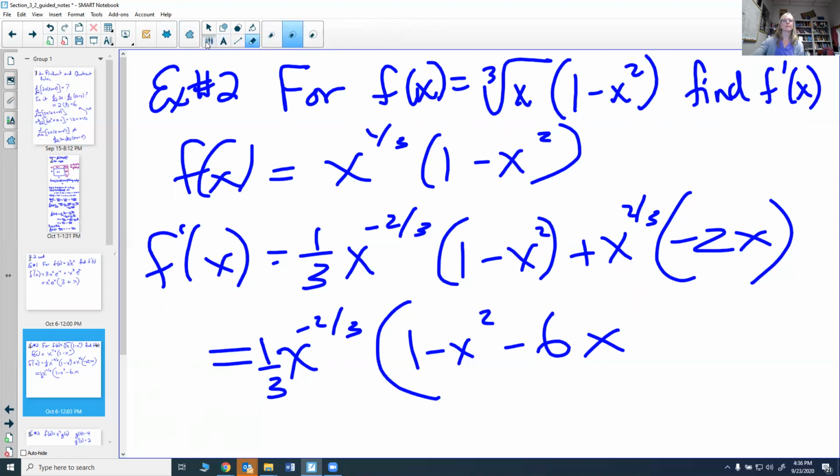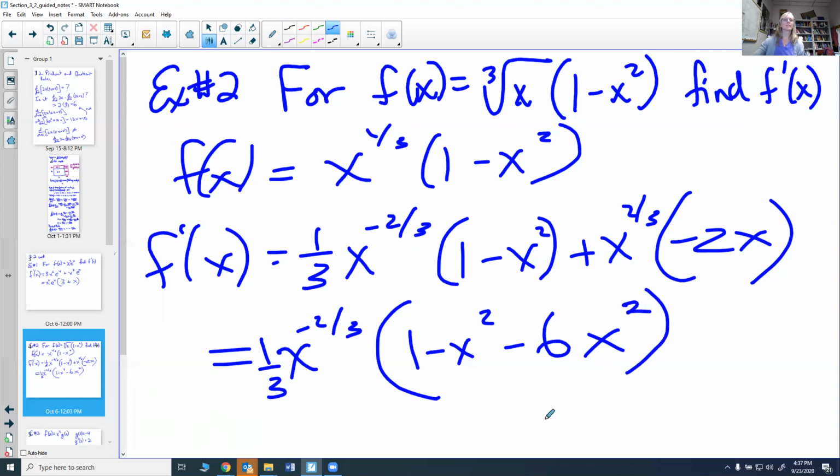It's going to be, so when I pull out the 2/3, I have 2/3 and then a 1. So I really have 4/3 here. And 4/3 minus a -2/3 is 6/3, and 6/3 is 2.